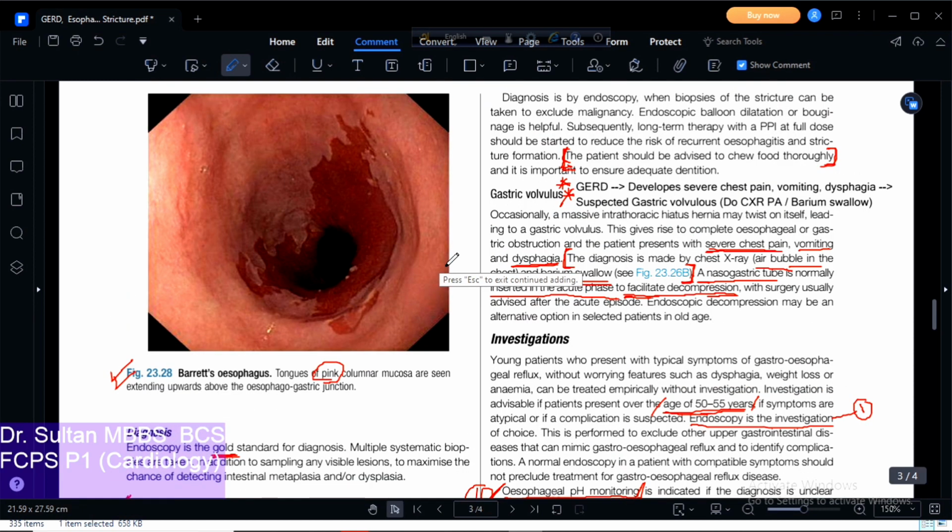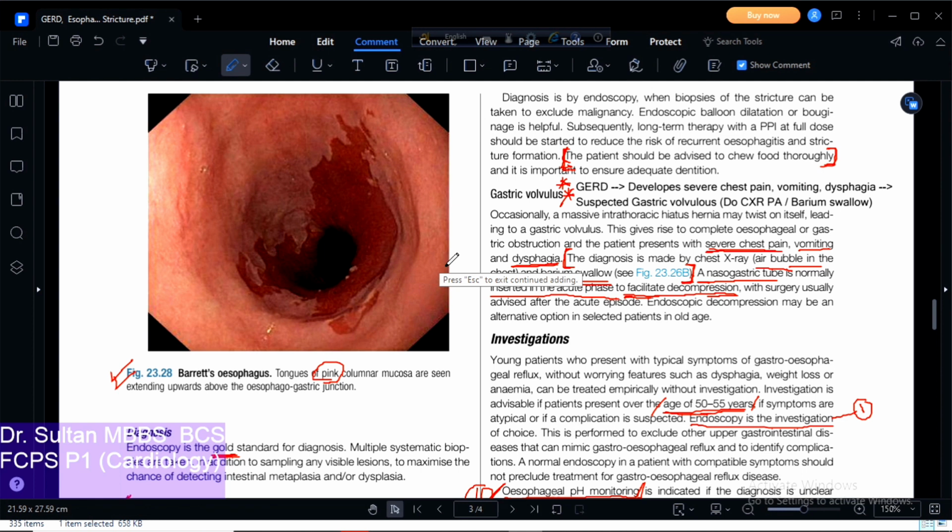Like if a patient with the features of GERD or gastroesophageal reflux disease develops severe chest pain, vomiting, dysphagia, then your important differential should include the gastric volvulus. Okay, the patient with the features of GERD suddenly develops severe chest pain.